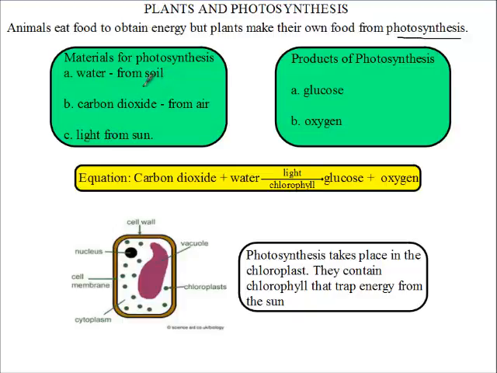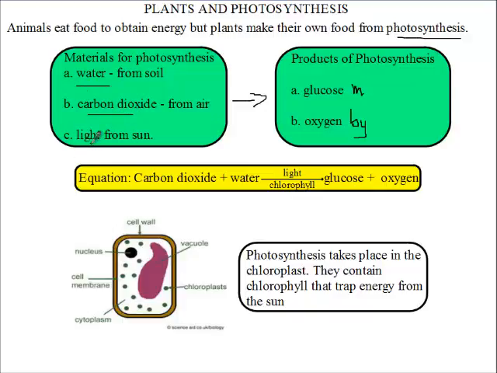Water is obtained from the soil by a process called osmosis. The carbon dioxide diffuses into the stomata of the leaves, and then the light is trapped by the chlorophyll. Now, at the end of photosynthesis, glucose and oxygen are produced. Glucose is our main product. Oxygen is our byproduct. So the raw materials for photosynthesis are water and carbon dioxide.